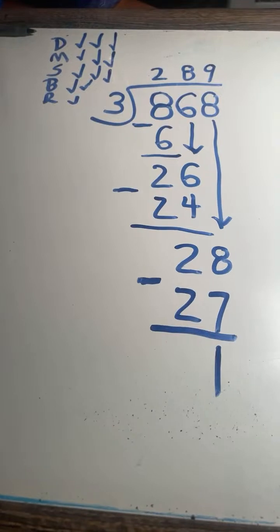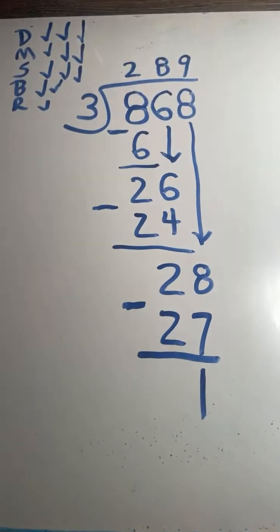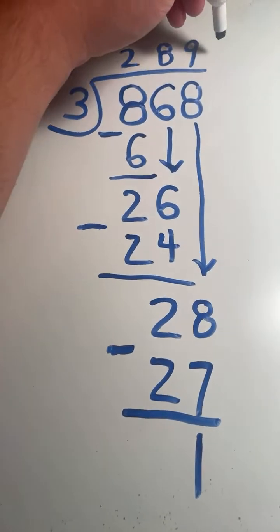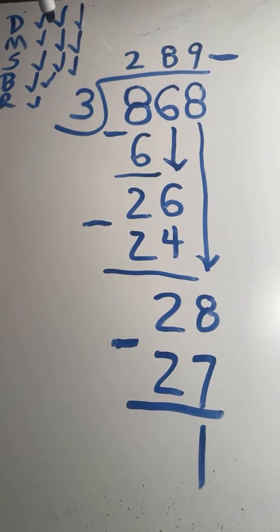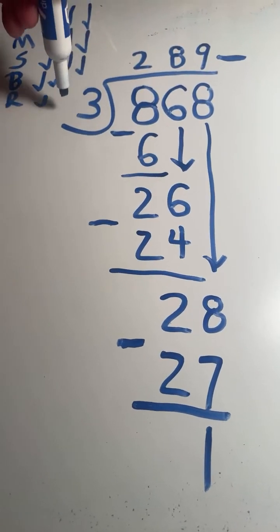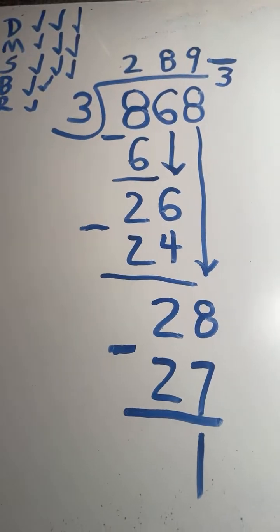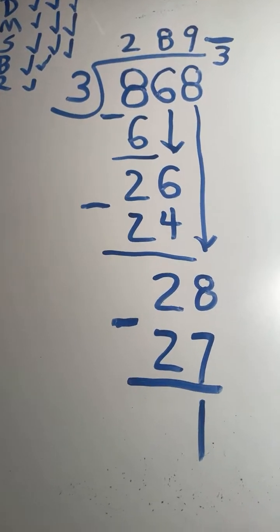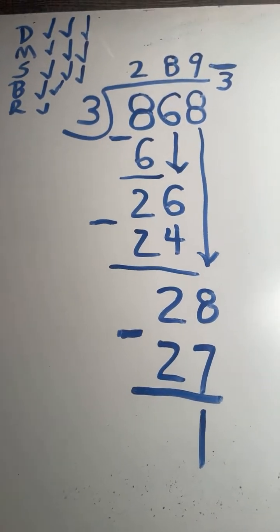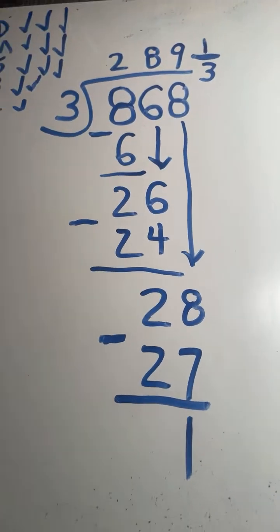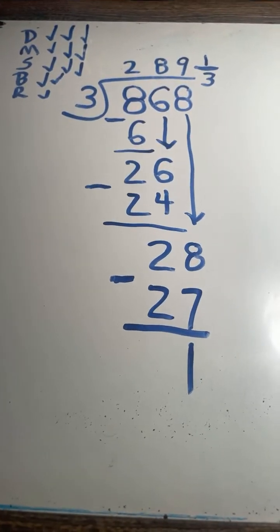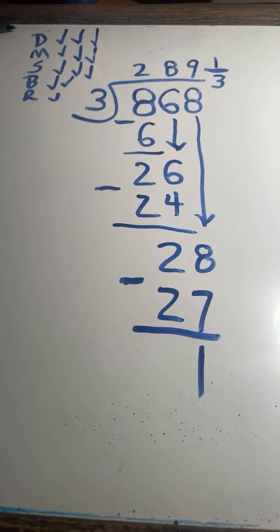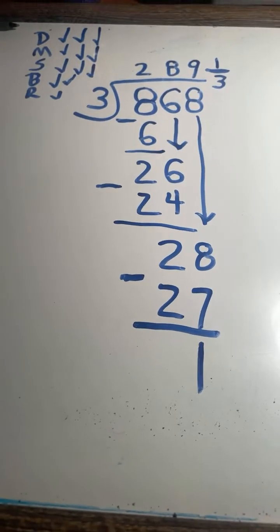So here's what you do if your answer is not a whole number. Here's how you change it to a mixed number. Whenever your answer does not end up being a whole number, the number that you divide by is your denominator. So we divided by 3, so 3 will be our denominator. And our remainder is our numerator. So what do we have a remainder of? We have a remainder of 1. So our remainder is our numerator. And we have our final answer, 868 divided by 3 equals 289 and 1/3.